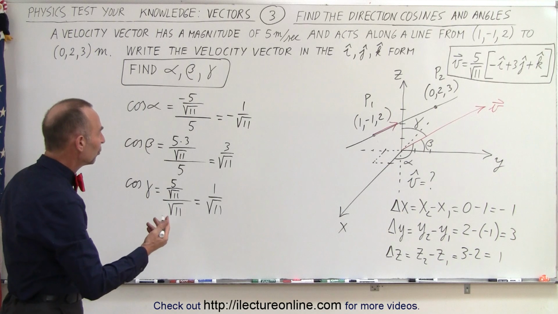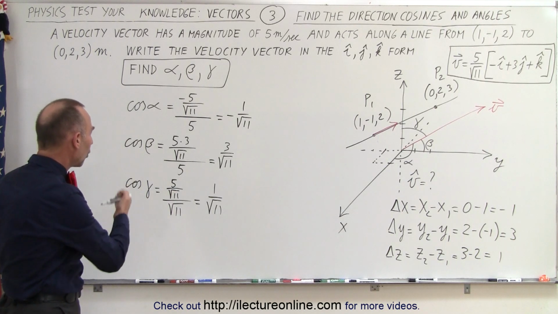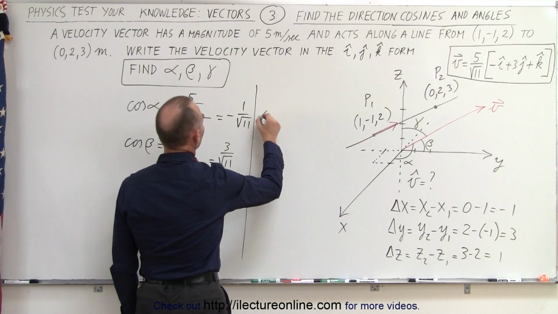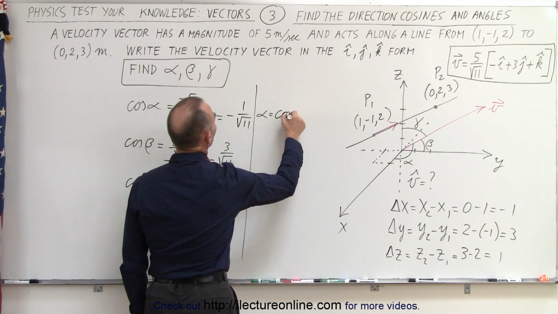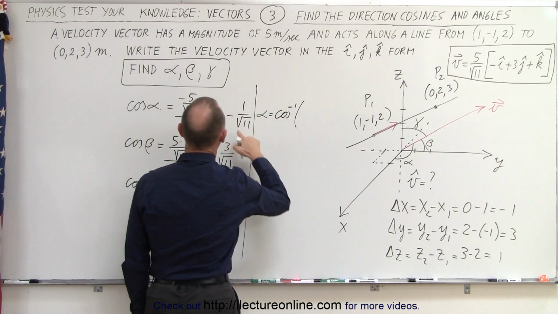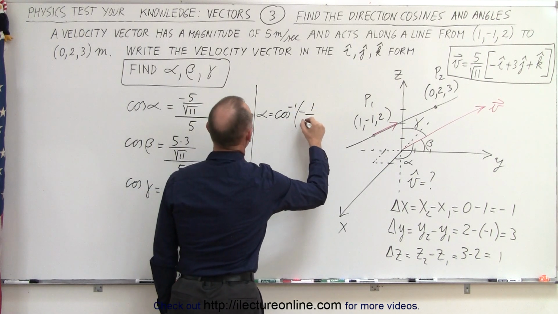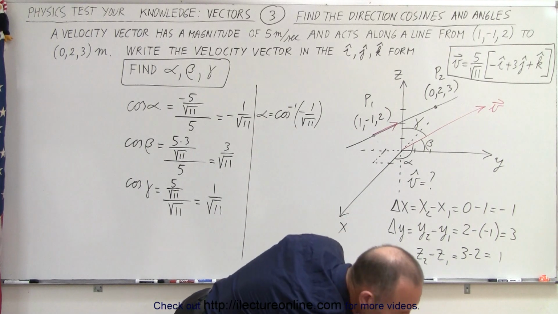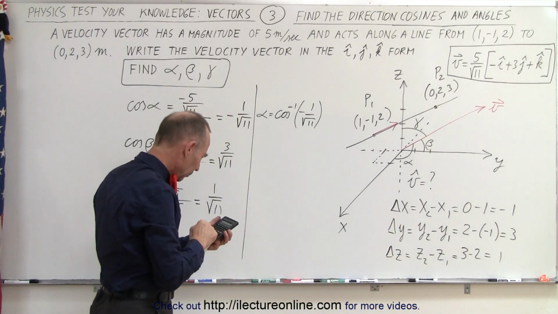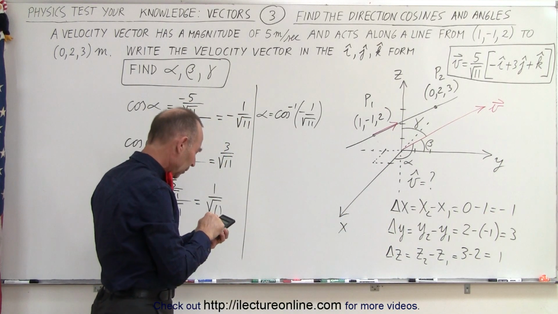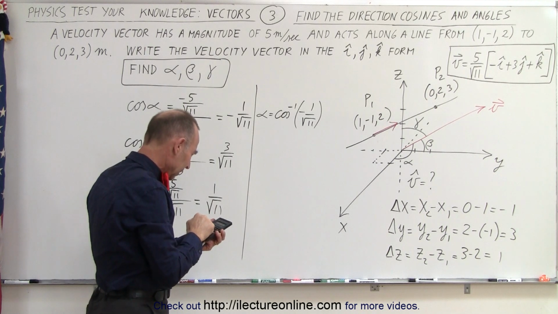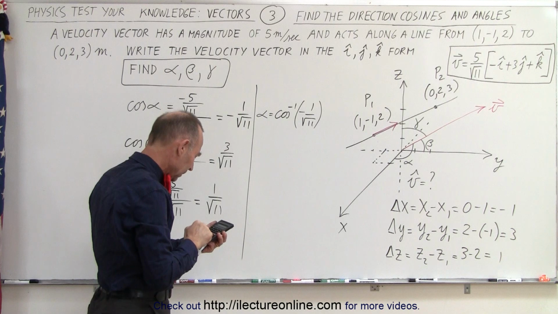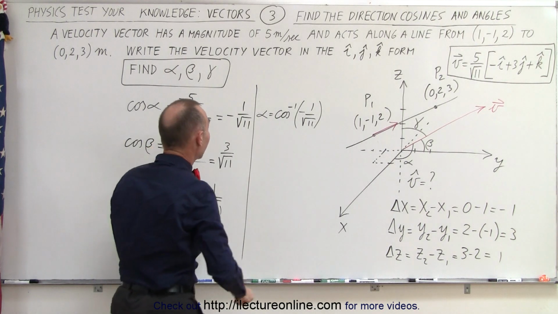To find the angles, we need to take the inverse cosine of the direction cosines. So let's do that here. We can say that alpha is equal to the inverse cosine of negative 1 over the square root of 11. And let's find out what that angle is. So we have negative 1 divided by the square root of 11, take the inverse cosine, which is 107.5 degrees.